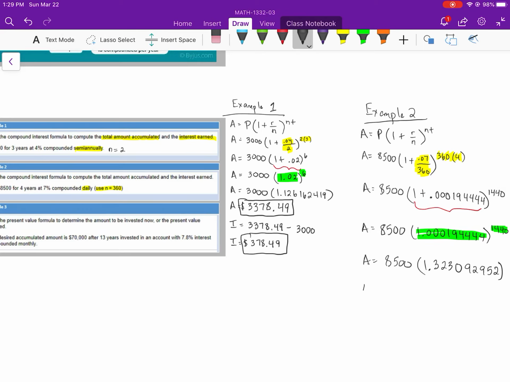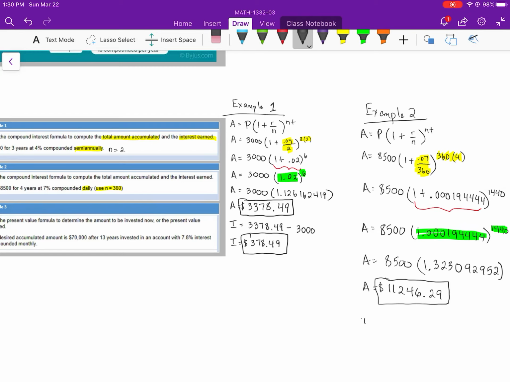There we go. Last step there. I just need to multiply that 8,500 by that 1.32309292, and that's going to give me my accumulated amount, $11,246.29. All right, so that is my accumulated amount after 4 years.